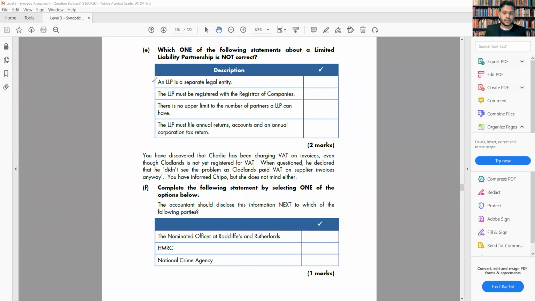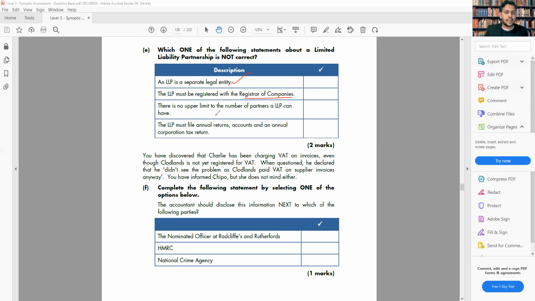So we are saying here, an LLP is a separate legal entity. That's correct. This is true. Because when we have two types of partnership, one, we have a normal partnership and we have a limited liability partnership. So limited liability partnership have a separate legal entity like a limited company. So this is true. The LLP must register with the registrar of companies. This is true. So you need to tell when you become a limited, anytime if you use the word limited, you have to be registered with the companies.